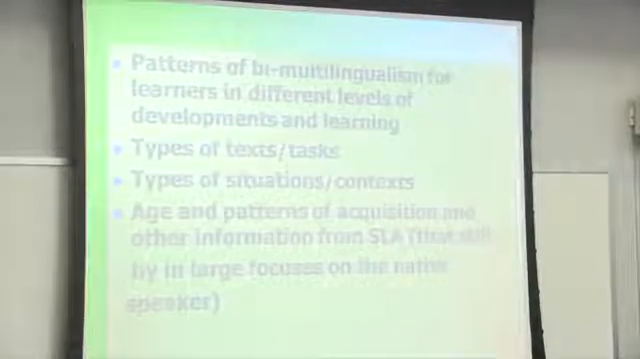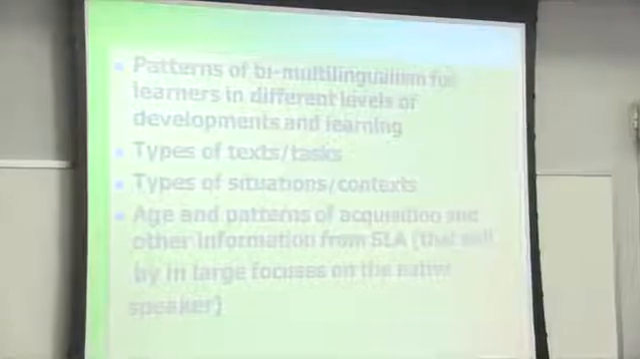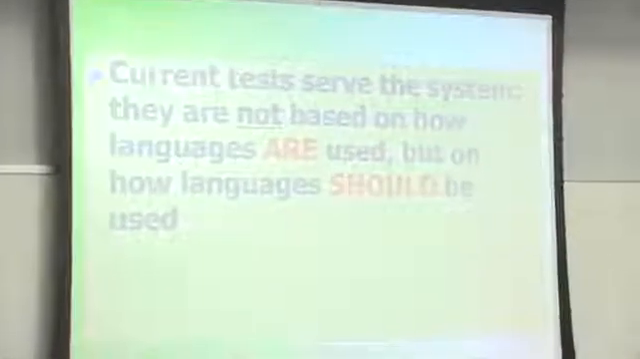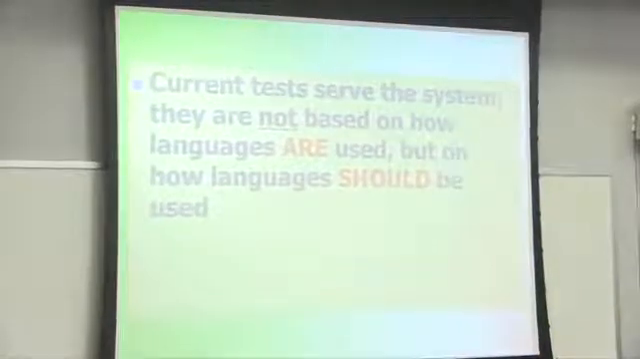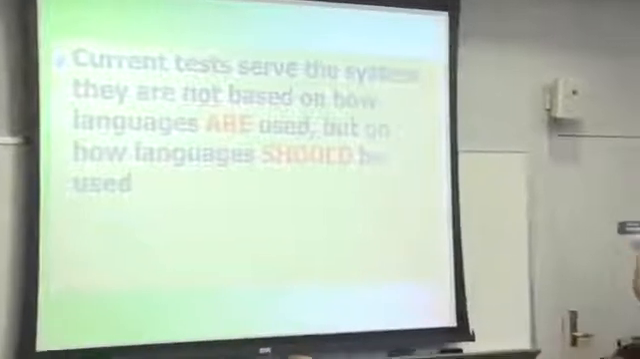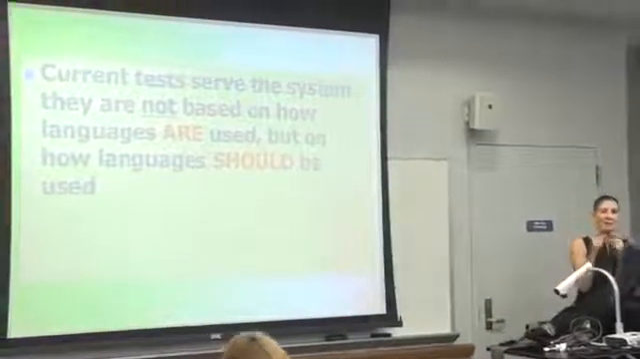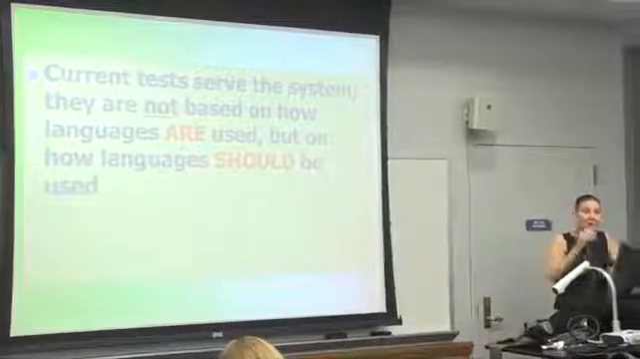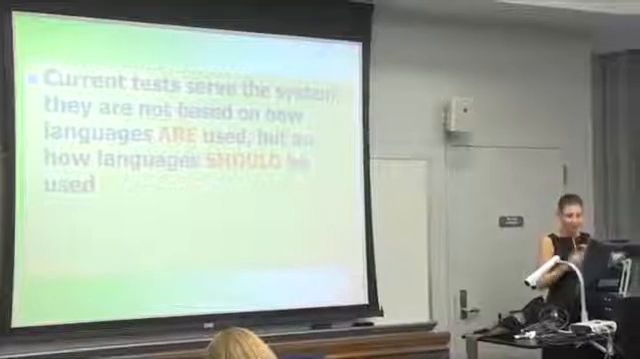Okay, what else important do I want to say before I'm done? Basically the political thing, I just want to say the current tests serve the system, the US government or whatever. They are not based on how languages are processed by people, but what some people say they should be used for. You see the difference? Like accent. You should have a native accent, but I can't. What do you do? You better accept what I can do and don't force me into something I cannot do.